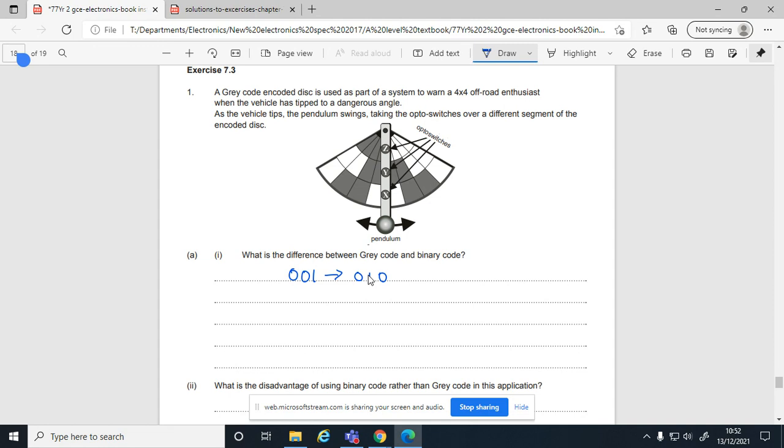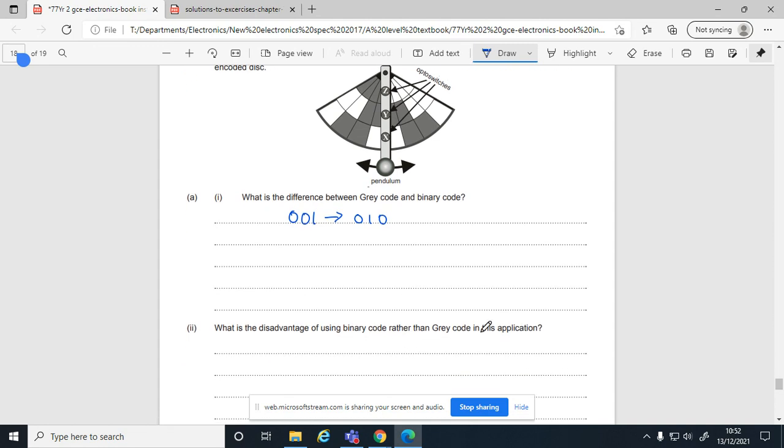Okay, so what's a disadvantage then of using binary code rather than grey code? We can get errors, can't you? If it's just teetering between this change here, then it might be that this 1 goes to a 0 first. So you might get 0, 0, 1, and then for a very brief amount of time might go 0, 0, 0 before getting 0, 1, 0. So that mid bit will give you a false reading. The grey code, because you've only got one change per segment, will not give you that.